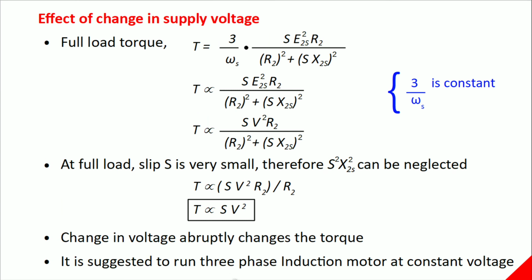Next is the effect of change in supply voltage. How is the torque affected when the supply voltage changes, that is, whether the voltage increases or decreases from the rated voltage? The equation for T is, again the same as we have written, 3 over omega S times s E2S square R2 over R2 square plus sX2S square. Now 3 and omega S are constant. Considering these to be constant, the remaining is s E2S square R2 over R2 square plus sX2S square. The remaining terms are written as in the first equation.